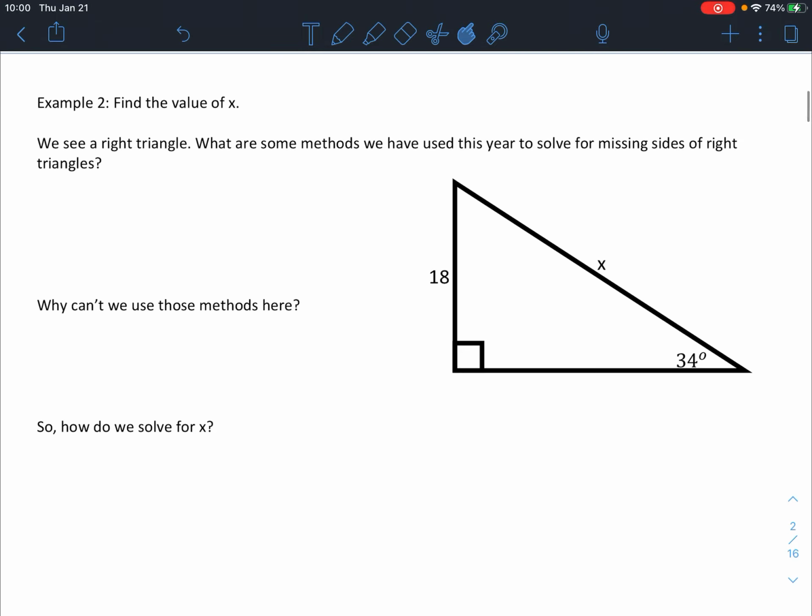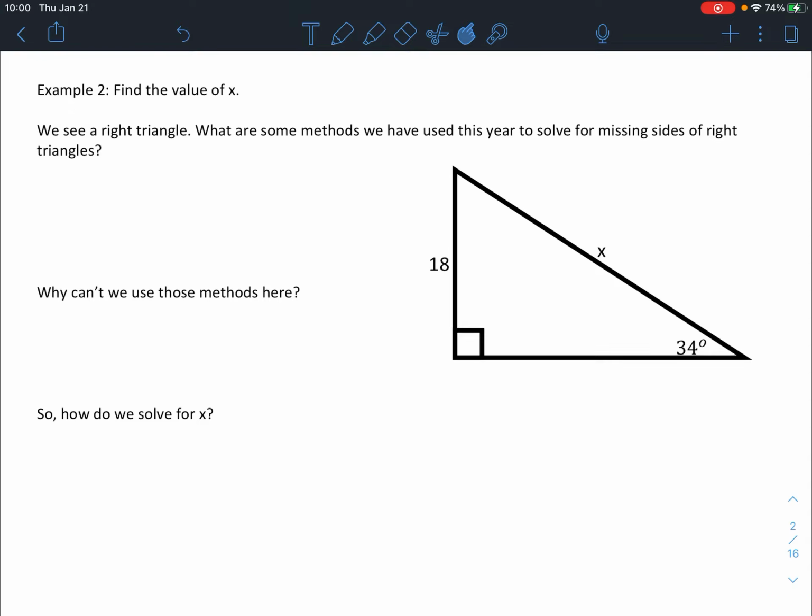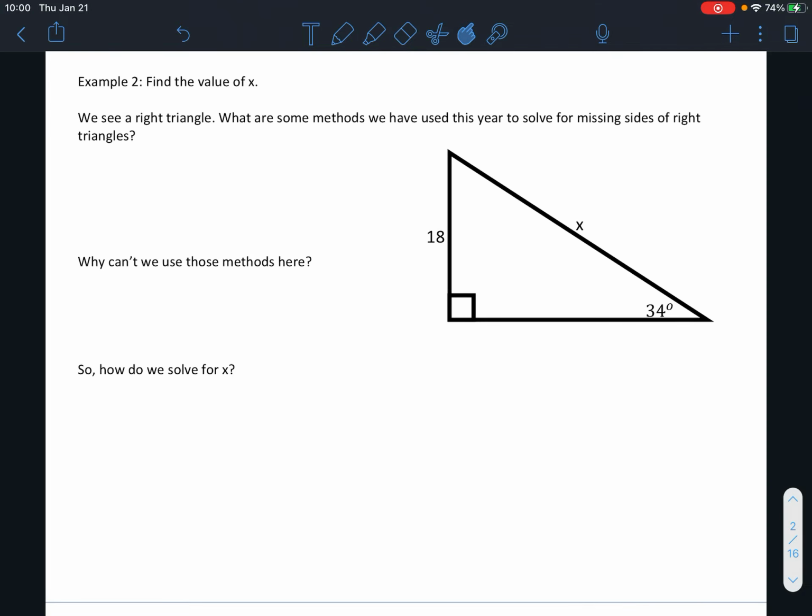So here we have a right triangle. Some methods we've used this year to solve for missing sides of right triangles include the Pythagorean theorem and special right triangles like 30-60-90 and 45-45-90, but none of those are going to apply here. You can't use the Pythagorean theorem because you have to know two sides in order to do that. And we can't use special right triangles because it's simply not a special right triangle. So the question is, how do we solve this for x? It involves what we learned in the last section, right triangle trigonometry.